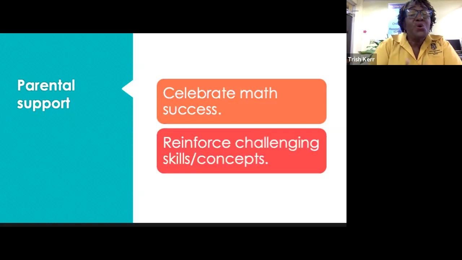No, encourage a child. Reinforce challenging skills and concepts. That's very important. And I'll come to some of the concepts that you can reinforce. But let's look at this last slide before I go to the concepts.